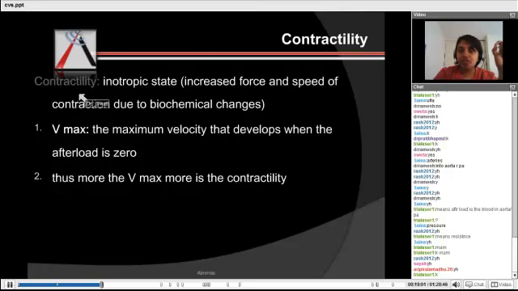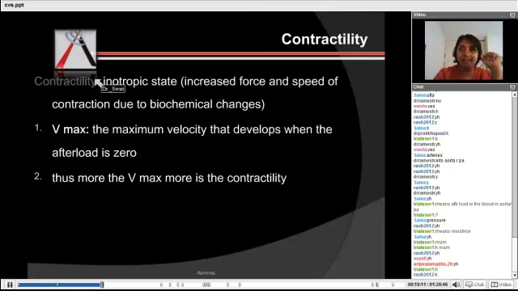Then you have something called contractility. Contractility is the inherent property of the muscles. Basically it's a change in the force and speed due to biochemical changes around the muscle fibers. So it is called the inotropic state. It's because of the ions and whatever changes happen in the contraction process, that is called the contractility of the heart. So it is increased force and speed of the contraction due to biochemical changes.